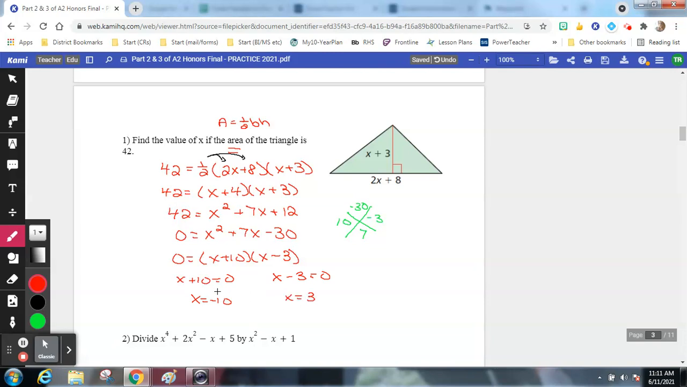Okay, when I look at this though, x equals negative 10 doesn't work. If I plugged it into the height, negative 10 plus 3 is negative 7. I can't have a negative height. So remember, that is what we call an extraneous solution. It's a solution to the mathematical problem, but not the actual problem at hand. So x equals 3 would be the value of x.